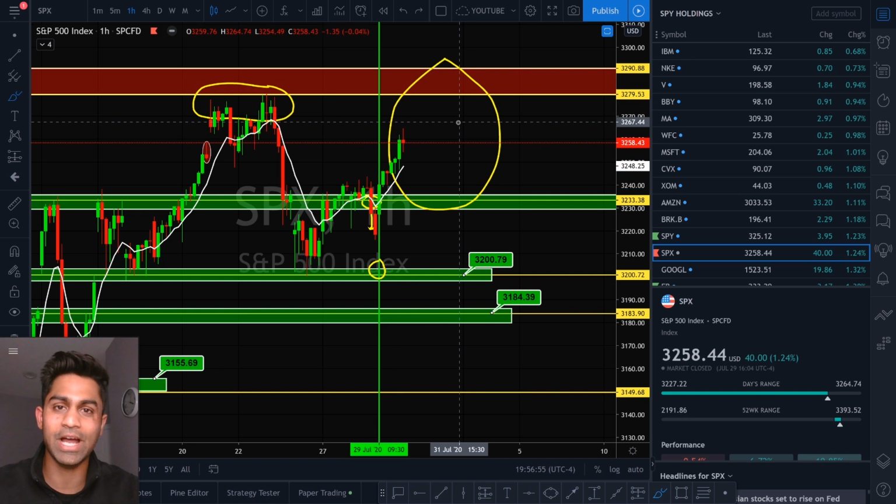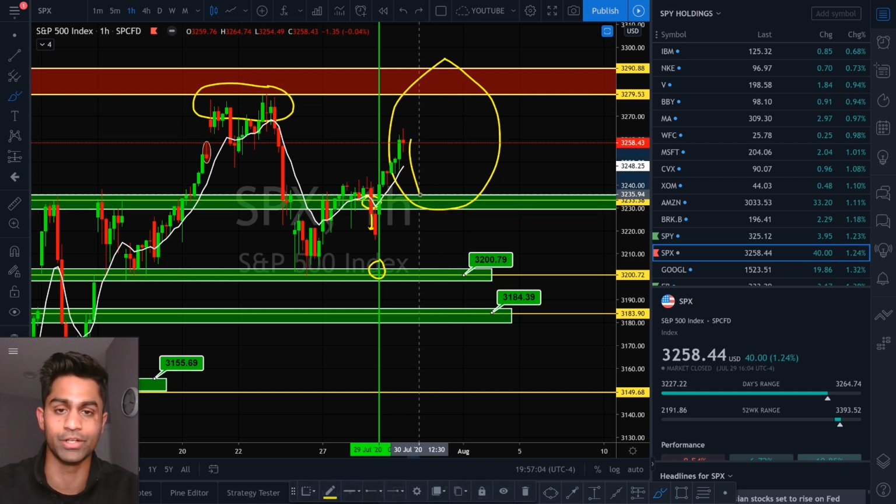And to give you guys a quick recap on the S&P 500, the 3280 level is where our next bear camp is going to be. The 3230 level is going to be the next support if you were to come down here and retest this level.